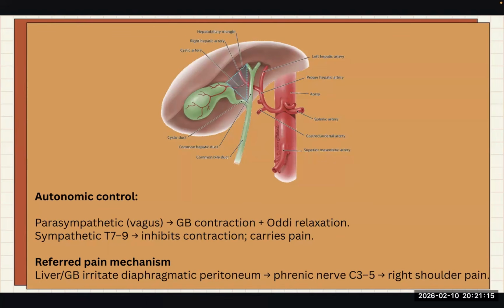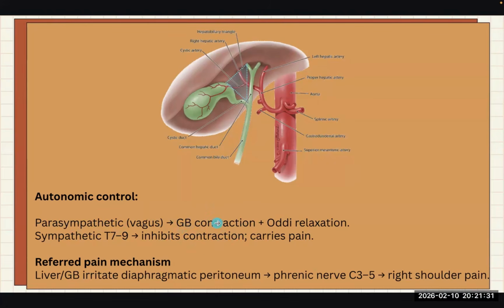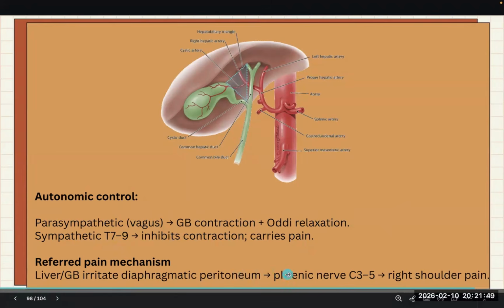Okay? So you guys know that the parasympathetic overtakes the sympathetic when you have the whole rest and digest, right? So when you're resting and digesting, you're quite literally digesting. Why? Because the parasympathetic is activated and it's going to cause the gallbladder to contract. Now, the minute the gallbladder contracts, the sphincter of Oddi is going to relax and it's going to release the bile into the duodenum. All right? And the opposite is true. So the sympathetic, T7 to T9 in specific, inhibits contractions and it's the one that carries the nerves.